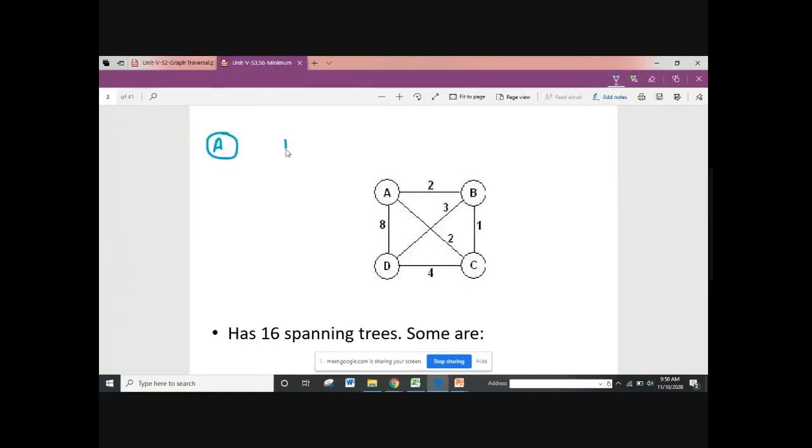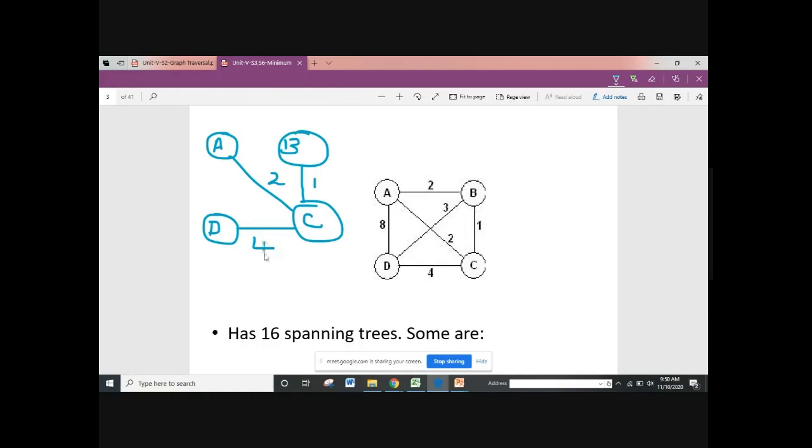A, B, C, D. Okay. So what I will do is the cost also should be minimum. So first I will try out which is the minimum cost. Okay, B to C is having a minimum, so I'll put 1. Then again A to C also I can connect, or A to B. Okay, A to C is 2 only. Right? And now D to C.